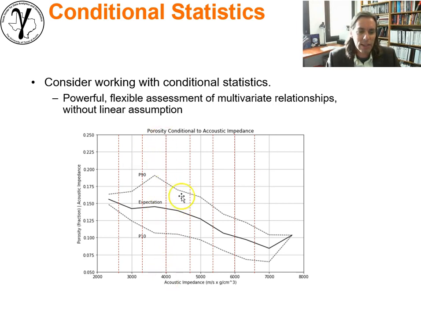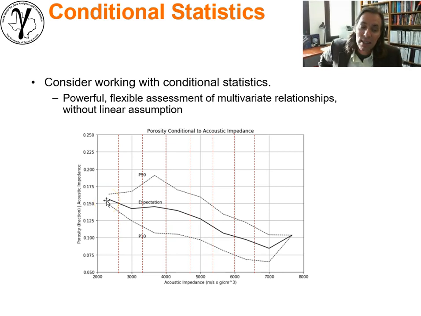You see these red lines? These are bins. And within each bin, you can calculate the conditional distribution. Now, for brevity and clarity, I've just plotted the expectation, or the average within each bin, and the P10, the 10th percentile, and the 90th percentile. You can plot that out and you can look at the general relationship.